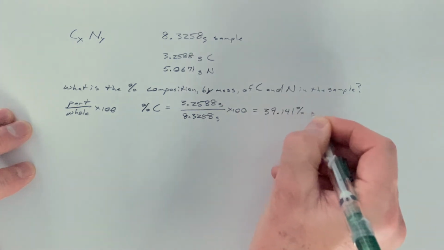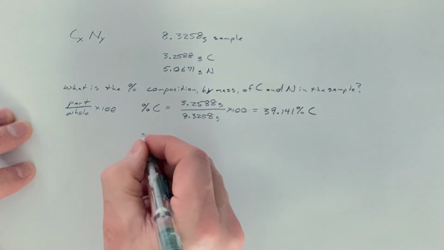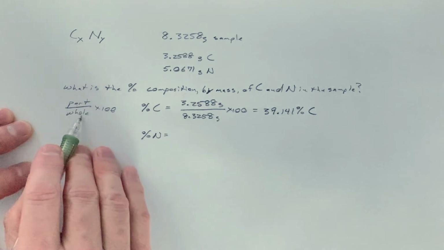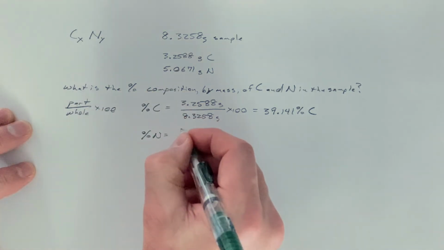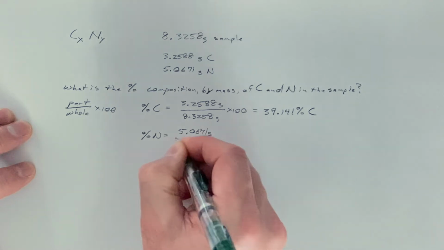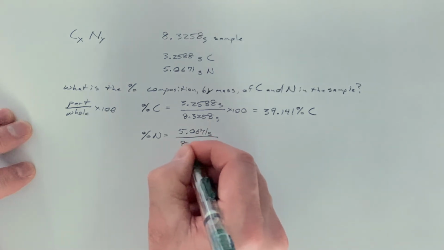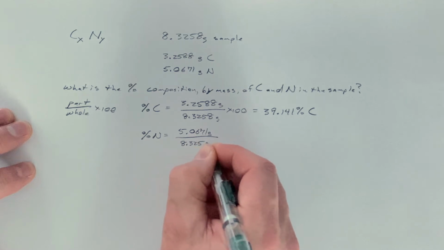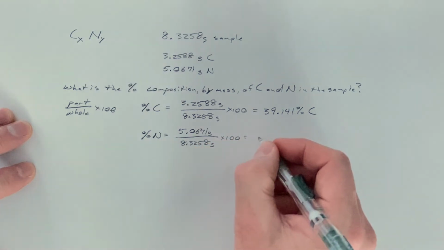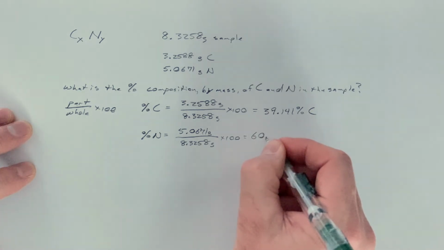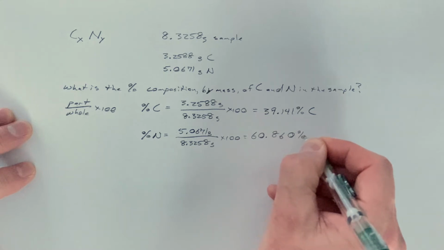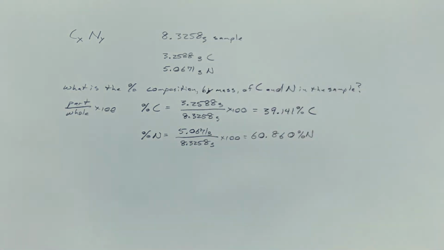And this works out to be 39.141% carbon. We could look at the percent nitrogen, and again, it will be part over whole. The part will be the 5.0671 grams divided by the whole, which is still 8.3258 grams, multiplied by 100, and this works out to 60.860%, and this is percent nitrogen.